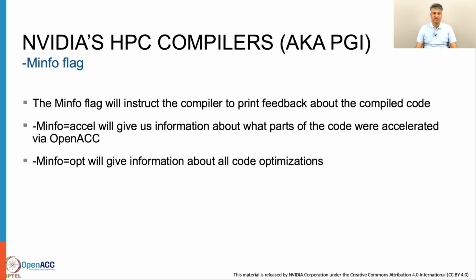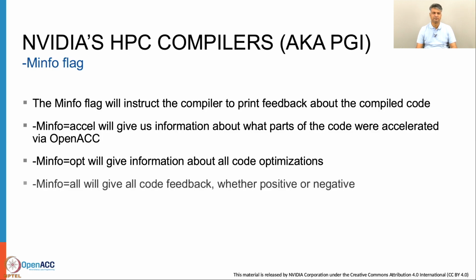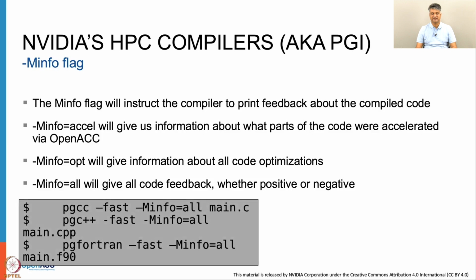-minfo=opt, or optimization, will give you information about all the code optimizations that were done. Remember, there is a whole bunch of code optimization which the compiler can do once it reads through the code and parses it. -minfo=all will give all code feedback, whether it is positive or negative. So, for example, you could use flags like -fast, which starts optimizing the code, and you can give -minfo=all, and it will give you all the information about the code where the optimizations have been done and whether they positively or adversely affect your code.